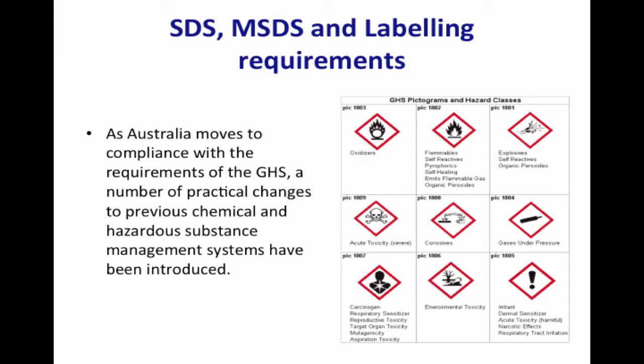As Australia moves to compliance with the requirements of the GHS, a number of practical changes to previous chemical and hazardous substance management systems have been introduced. One of the most significant of these is the inclusion of GHS pictograms and hazard classes in safety data sheets and labelling requirements. And you can see a selection of the various pictograms, which I've also used in some of the previous sections of this presentation.